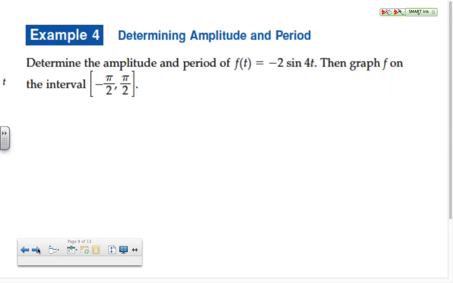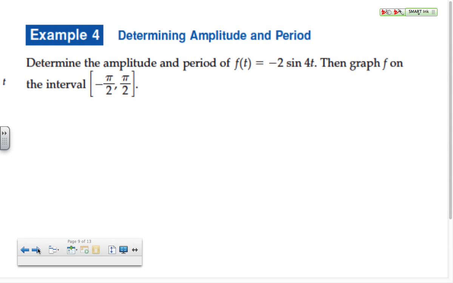Okay, so let's look at this function. It says determine the amplitude and the period. Oh, we are graphing. I didn't realize that. But that's okay, we can do this. Determine the amplitude and period of f of t equals negative 2 sine of 4t. Then graph on the interval from negative pi over 2 to pi over 2.